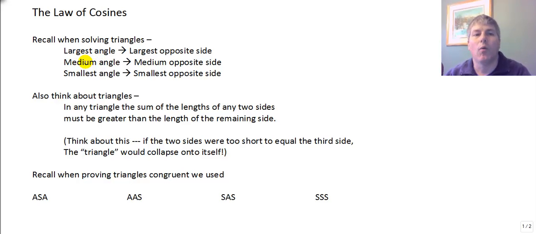So make sure when you solve your triangles, you see that the largest side will be opposite the largest angle, the smallest side will be opposite the smallest angle, and of course the medium side will be opposite the medium-sized angle. And also with the law of cosines, as with the law of sines, you have to think about triangles. We may still have some triangles that don't make sense. So be sure that in any triangle, the sum of the lengths of any two sides must be greater than the length of the remaining side. That situation where triangles collapse onto itself.